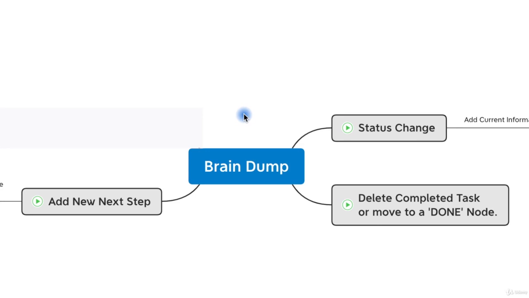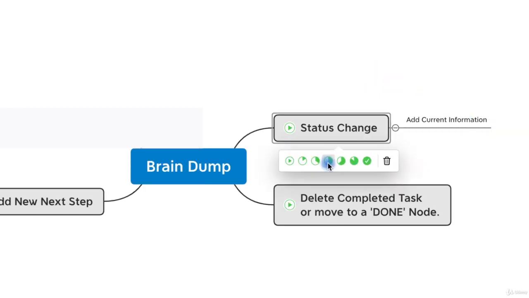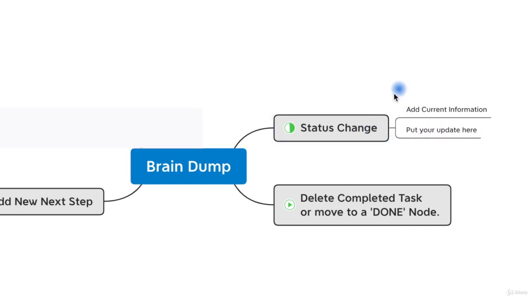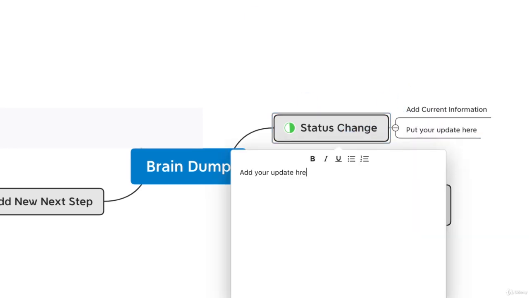For an item where we haven't completed the task, but the status of the work has changed, the status of the task has changed in some way, then we simply make a status change. If we're using the task marker to indicate the status of the task, then we change that to roughly indicate how much of the task we've completed, and then we could add some current information into that task. And we can do that either by adding a new subtopic or by adding a note into the task itself.